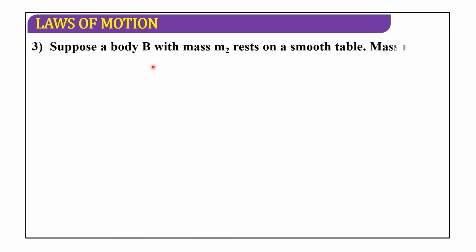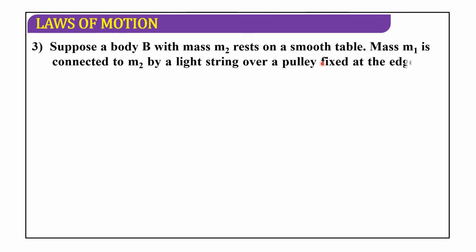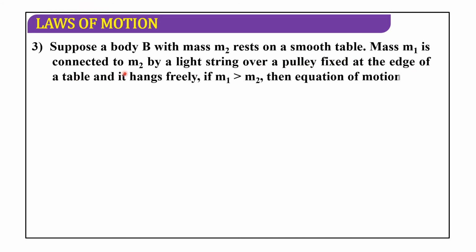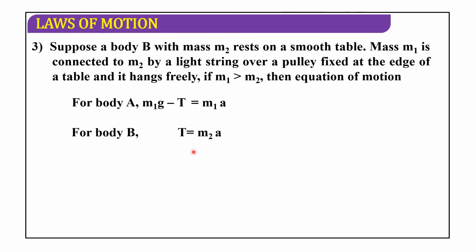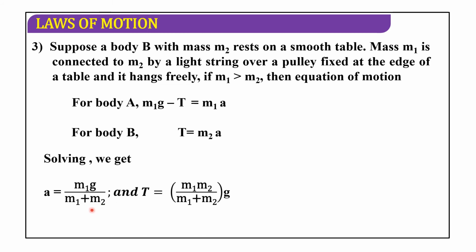Suppose a body B with mass m2 rests on a smooth table. Mass m1 is connected to m2 by a light string over a pulley fixed at the edge of the table, and it hangs freely. If m1 is greater than m2, then the equations of motion: for body A, m1g minus T is equal to m1a. For body B, T is equal to m2 into a. Solving, we get a is equal to m1g by (m1 plus m2), and T is equal to m1 m2 by (m1 plus m2) into g.